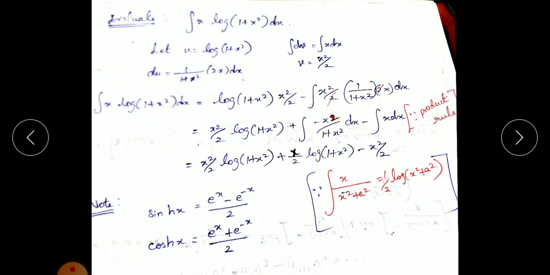So what will happen here, we know that the integration of x by x squared plus a squared is 1 by 2 into log of x squared plus a squared. So what will happen for this term, log of this one, that is x by 1 plus x squared. In the place of a we are having 1, so integral of x by x squared plus a squared equal to 1 by 2 into log of 1 plus x squared. Another x is remaining in the numerator, so that x is here.